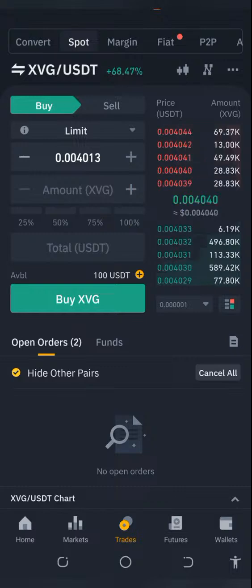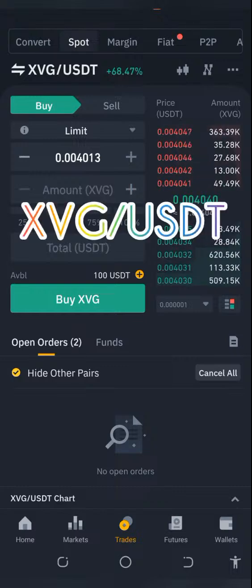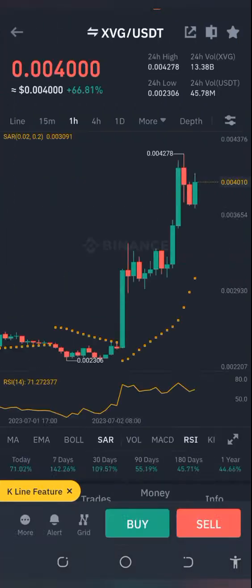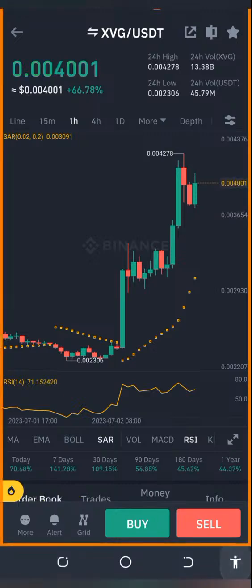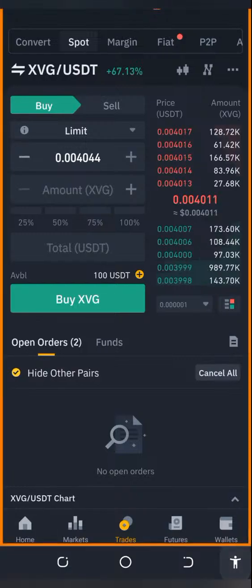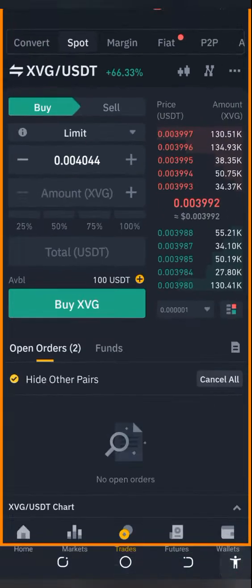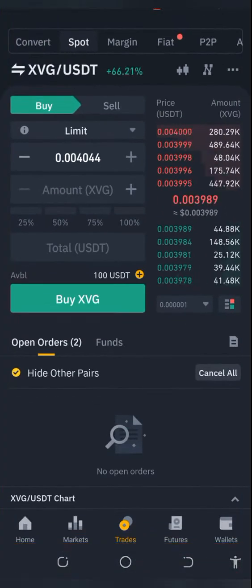Now, I'm currently on XVG/USDT, and we need to look into the charts quickly. This is on the gainers list, right? So we need to quickly take our move. If I go back, you will see that within the past 24 hours it has gained 66, in fact, 67% increase. Really? Okay, let's see how to take advantage of this.